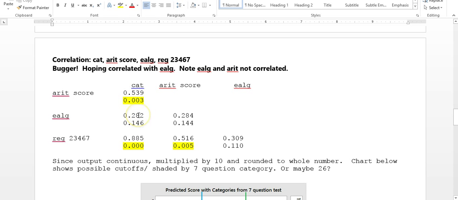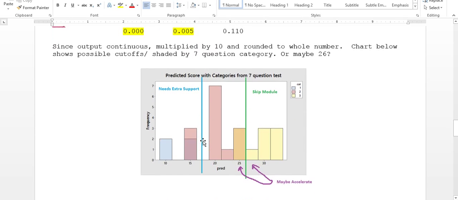Very little correlation between the EALG and the category, but then it was also interesting that the eAlgebra and the arithmetic scores weren't significantly correlated either. So that gives us other information, specifically for students who test into arithmetic. You can't really predict their algebra skills from their arithmetic skills either. Let's see.